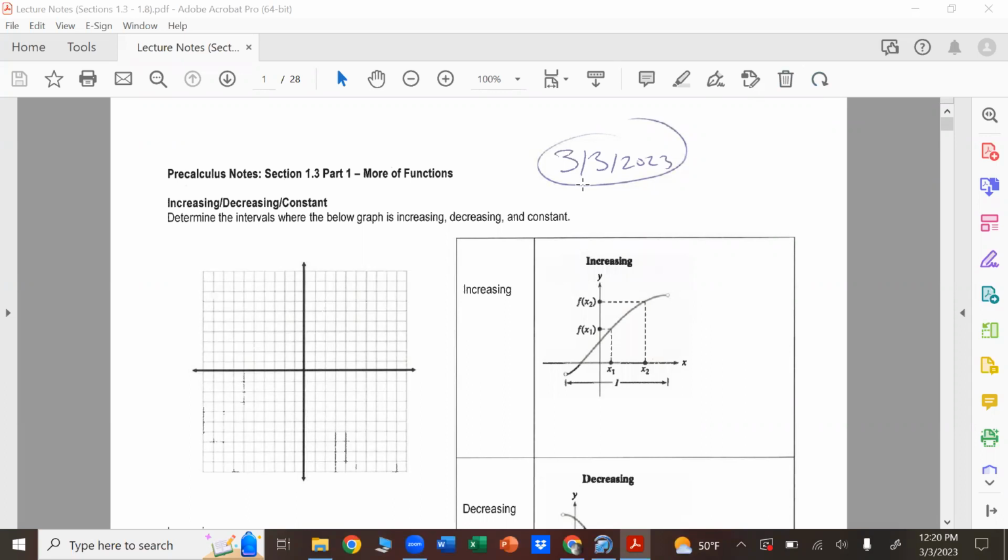All right, so let's talk about increasing, decreasing, and constant intervals for functions. Increasing, all that really means is the graph rises as x increases, or as x gets bigger. Let me just use more layman's terms.